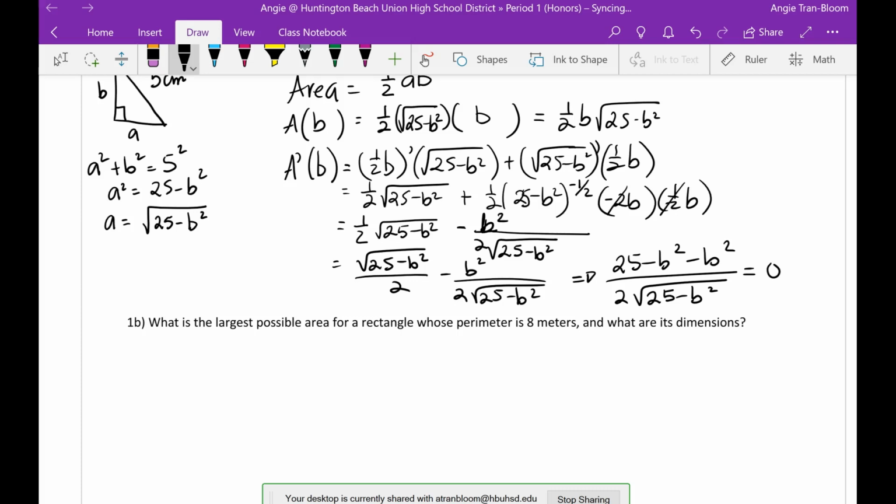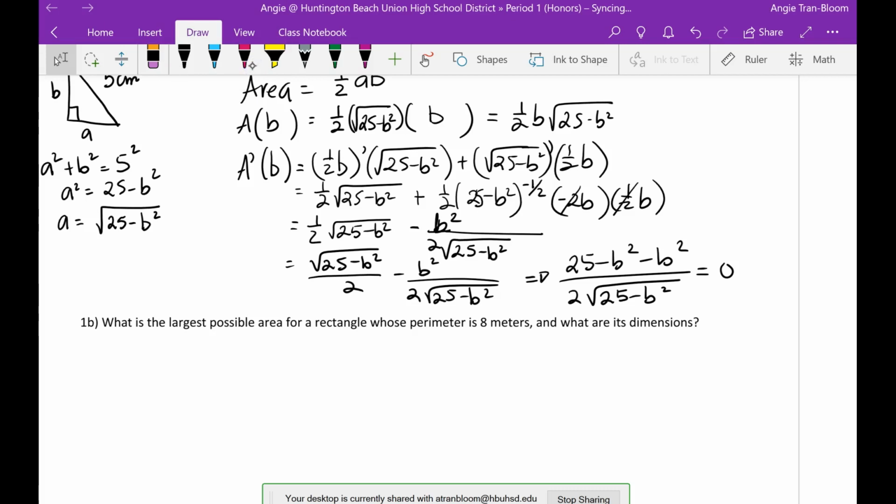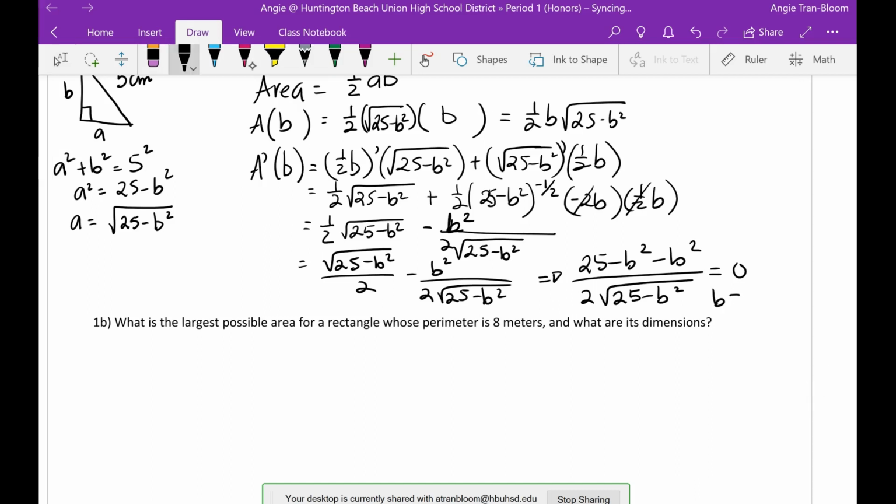So what's happening to the denominator? What is it that can never ever be? 0. Plus or minus 5. Can we agree? But because we're dealing with dimension, do I even care about the minus 5? No. So on the bottom, b can never ever be 5.